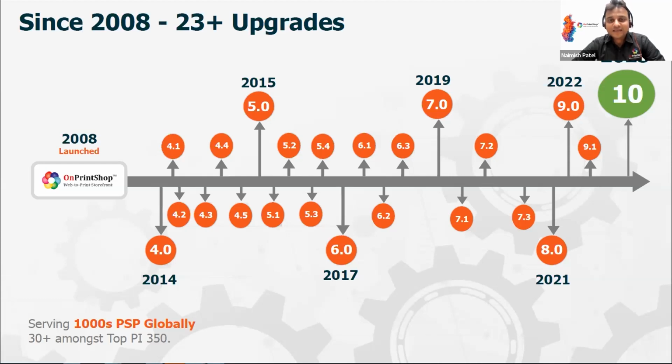Since 2008, we've been focusing and working very closely with thousands of print companies globally. Now, these print companies range from small print shops to large print companies, some of whom are also ranking globally. Whatever feedback we've been getting, we were collecting those feedbacks and converting them into version upgrades. So whatever you see in OnPrintShop today is the industry best practices.